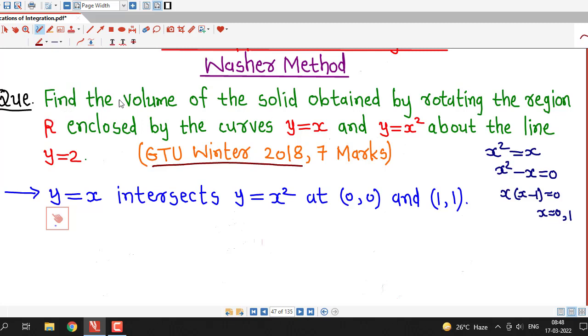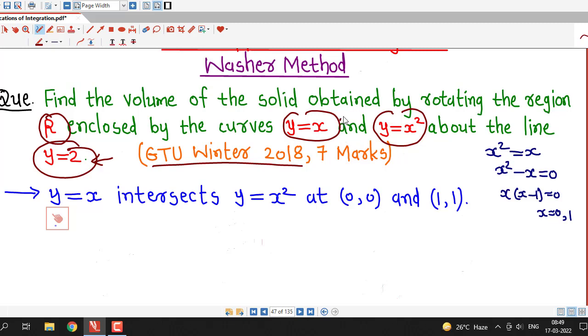The question is: find the volume of the solid obtained by rotating the region R enclosed by the curves y equal to x and y equal to x square about the line y equal to 2. Here the axis of rotation is different from the x-axis and y-axis. It is a line parallel to the x-axis.